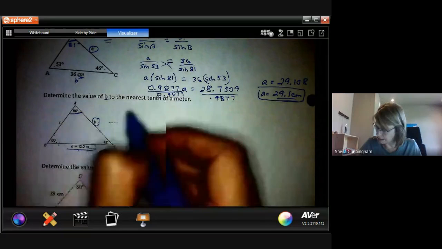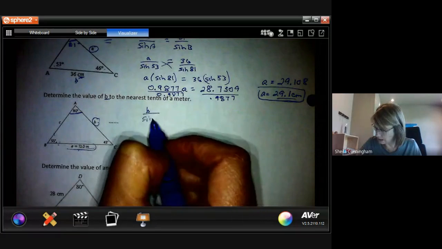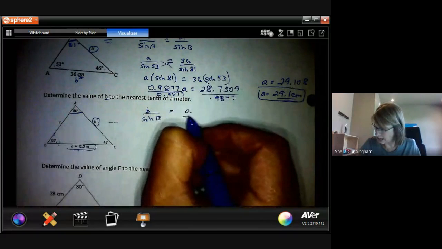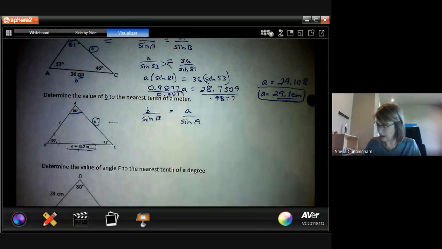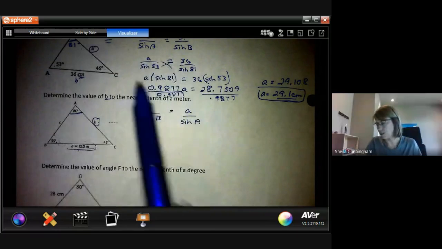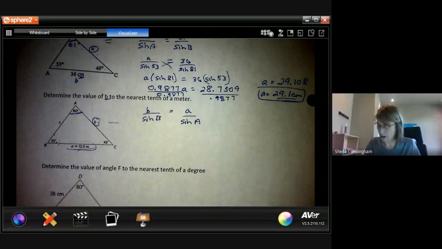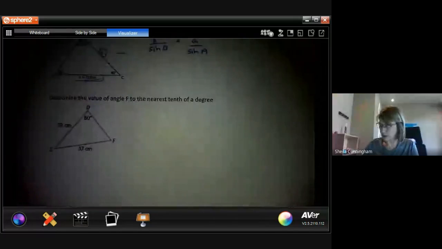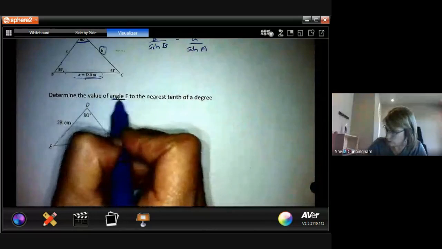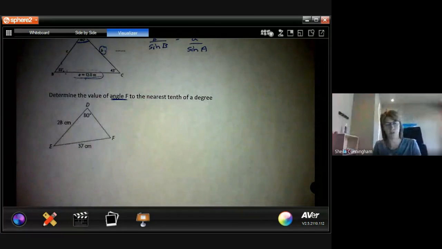So you could set this up as, hey, I'm going to find B over sine of B. And then the other pieces that I've got is side A over sine of A. So with this one, you're still finding a side relationship just like we did in the last one. You'll work through that same process to get your answer. So we won't work through that one because it's literally identical to the one above process-wise, but we will work through this next one because this time you're trying to find an angle measure. So we want to work through that process to give you an idea of what that's going to look like.